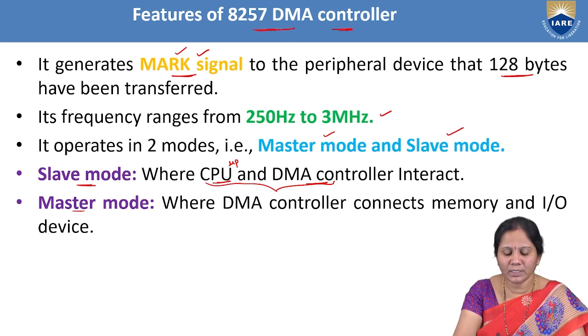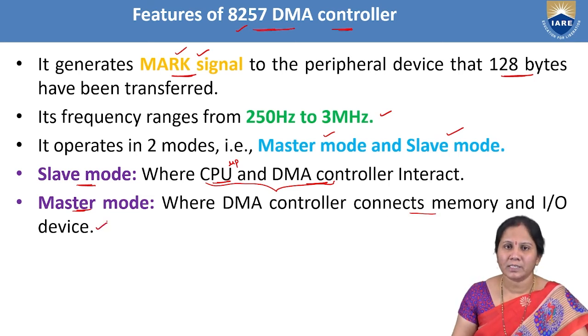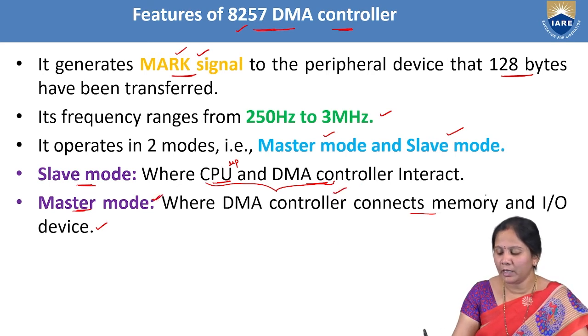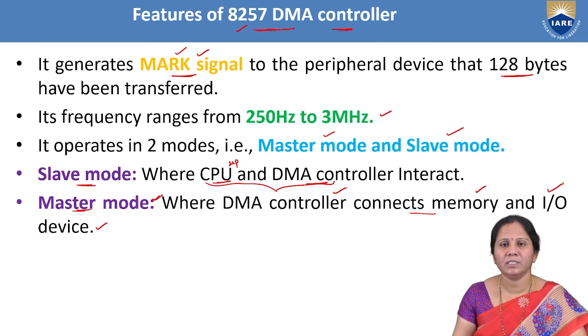And the next mode is the master mode. When this 8257 DMA controller is operating in the master mode, the DMA controller connects main memory and IO devices. So here in the master mode, we will have only the DMA controller, memory and IO devices. In this case, the CPU, the microprocessor, will be isolated.